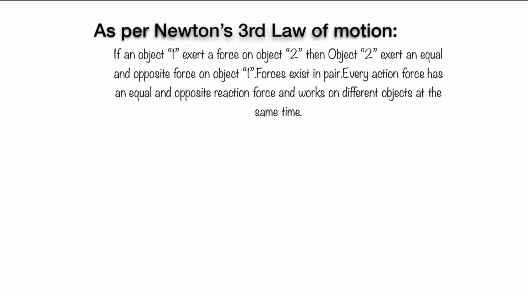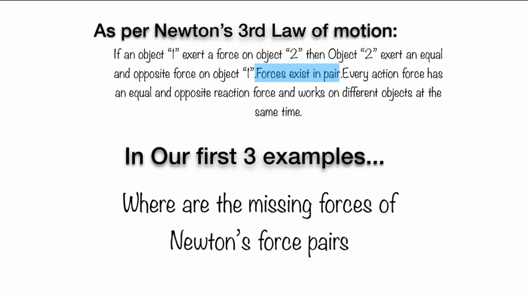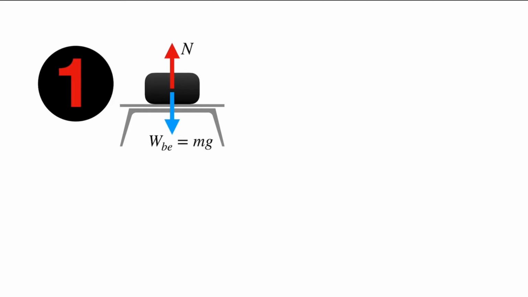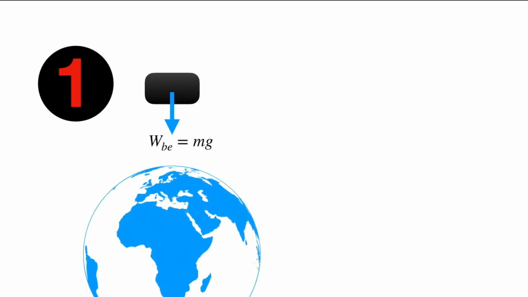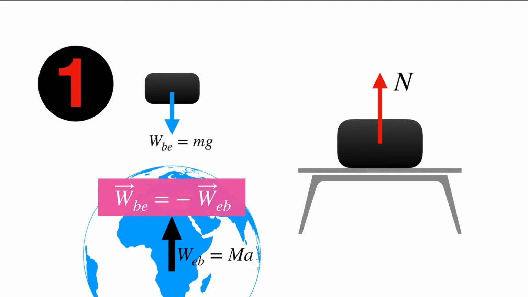Now, as per Newton's third law of motion, since interaction forces exist in pairs, in our first three examples, where are the missing forces of the Newton's force pairs? Example 1. There are two forces, the weight of the block and the normal force. The weight of the block is the gravity pull by the earth on the block toward its center. And by the same force, the block pulls the earth in exactly the opposite direction. Both of these forces are gravitational in nature and make a Newton's third law force pair. Now what about the normal force on the block?